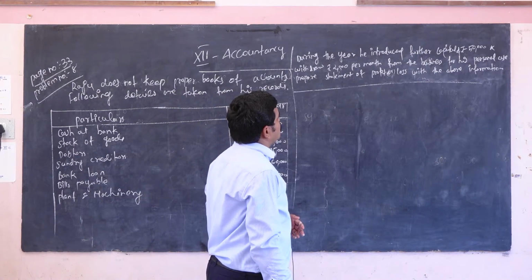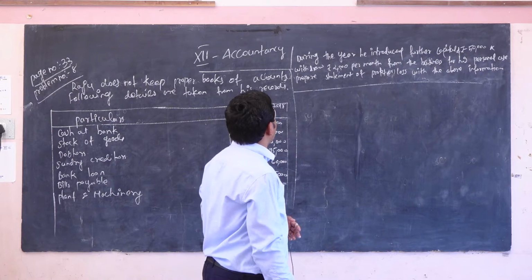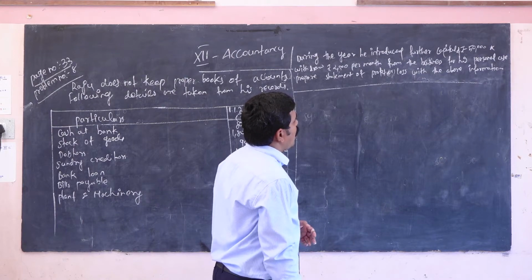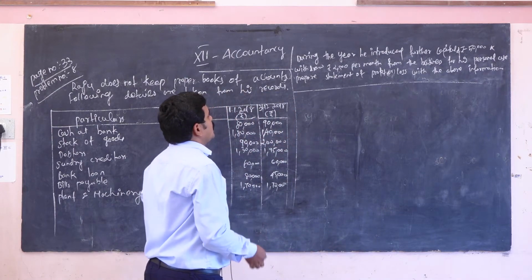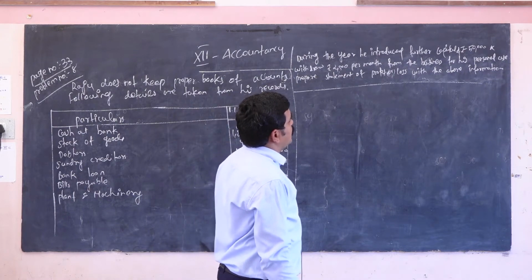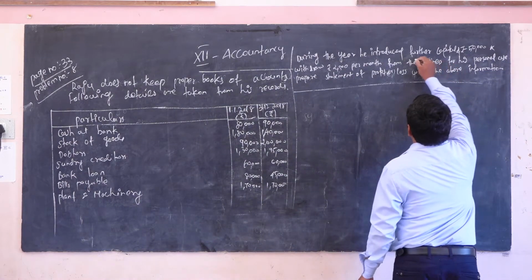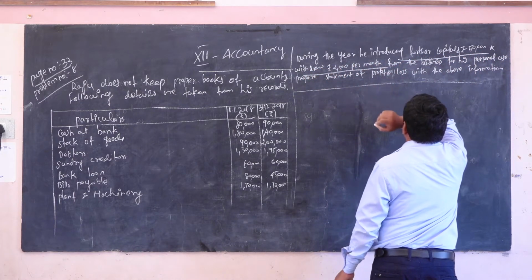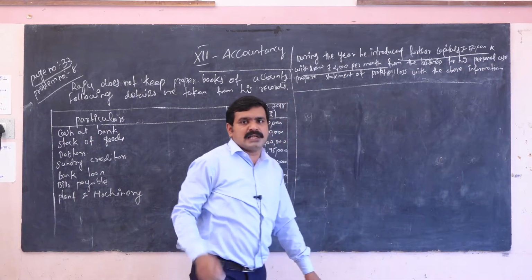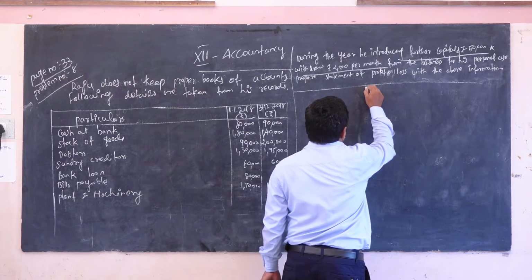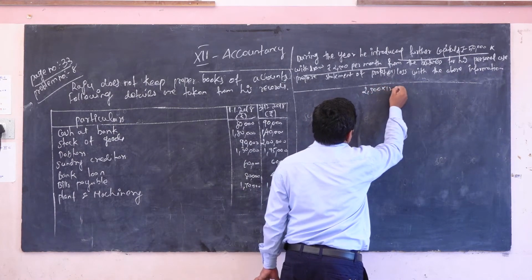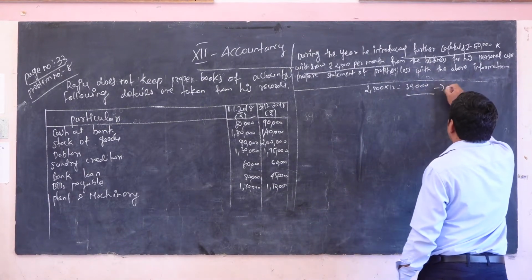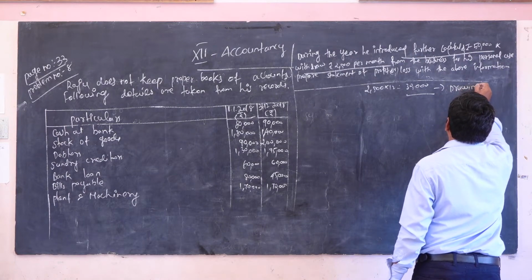During the year, he introduced further capital of rupees 50,000 and withdrew rupees 2,500 per month from the business for his personal use. Prepare statement of profit or loss with the above information. So this is called further capital. Further capital 50,000 and he withdrew 2,500 per month. Per month means you have to take 12. 2,500 into 12, and the amount is 30,000. This is the drawing amount.